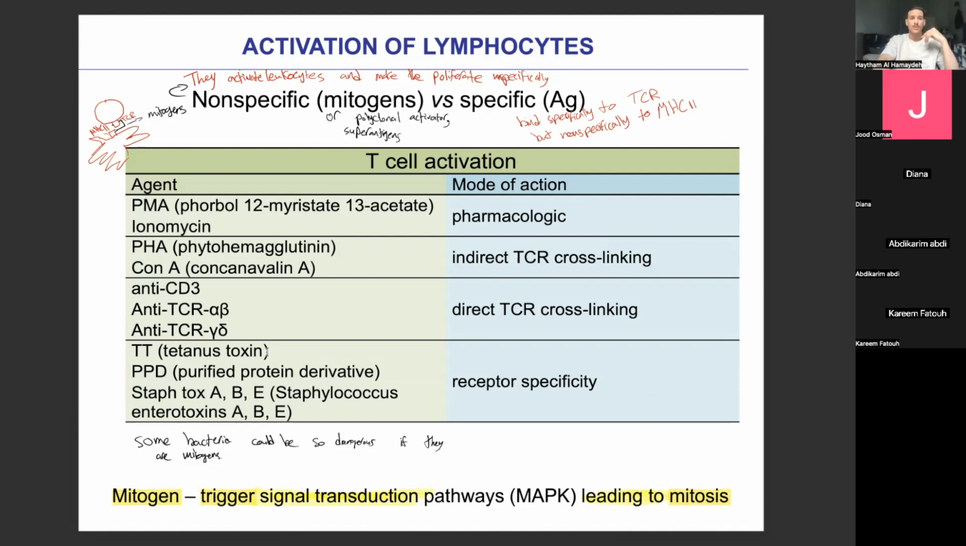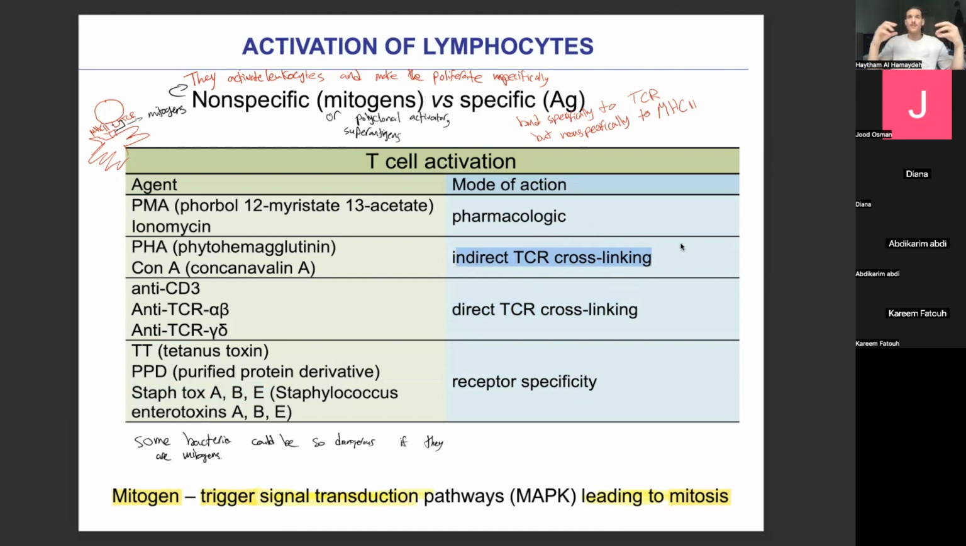And so these are agents used to activate T cells, such as those listed here. I don't know if we need to memorize them, but maybe memorize the ones that you are familiar with, like staph toxins, which are toxin A, B, E. These are enterotoxins used to activate the T cells. These are different ways in which we can activate T cells, either direct TCR cross-linking or indirect TCR cross-linking. Maybe memorize one for each, so if they ask you about any mode of action, you know a material used to activate the T cell.